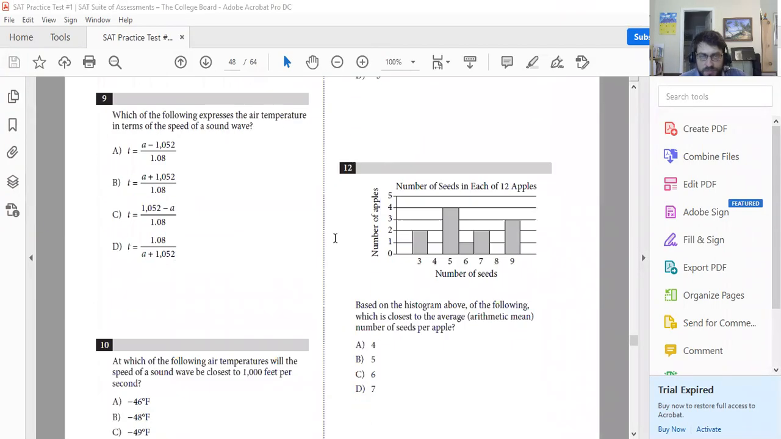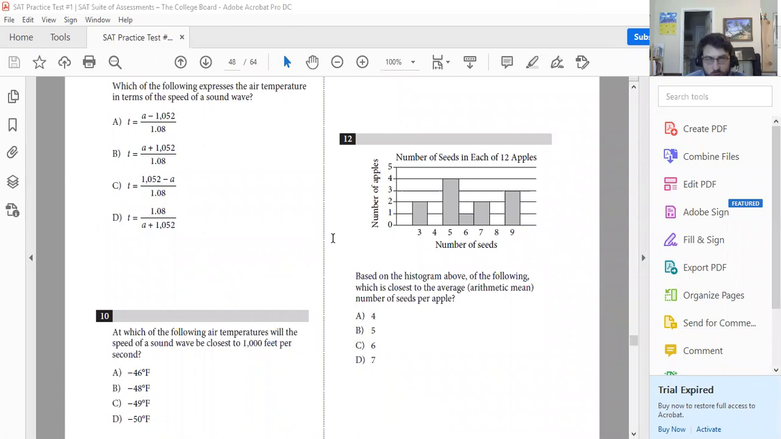Number 12, number of seeds in each of 12 apples. Based on the histogram above, which of the following is the closest to the arithmetic mean of the number of seeds per apple? Kind of just eyeballing it. It kind of looks like 6 is our answer, but it could be 5. Well, 9 is kind of high up, so it's probably 6, but we can work through it.